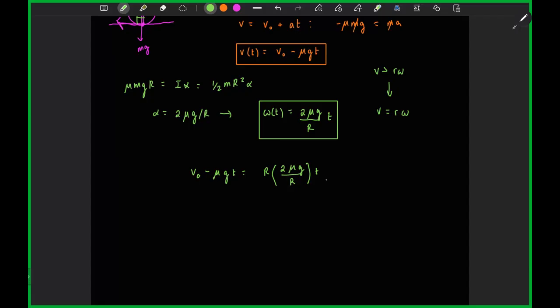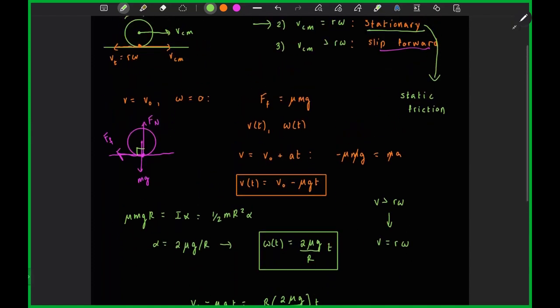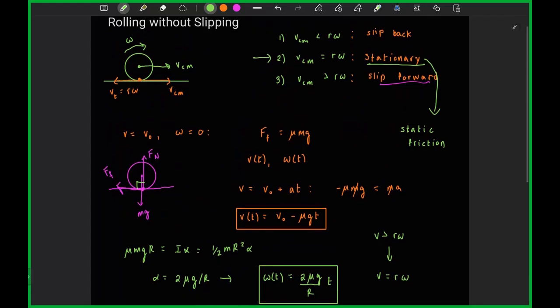What will happen once we've reached that time? Well, at that point, we are now in case two, where the point in contact with our surface is stationary. And what that means is we transition to the realm of static friction, which, recall, is adaptive. There is no force on our object to the right, and so our force of static friction will be 0. And we will stop accelerating and maintain our rolling without slipping condition.